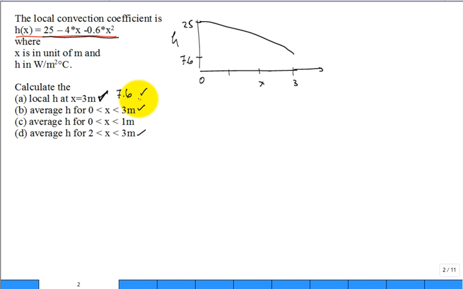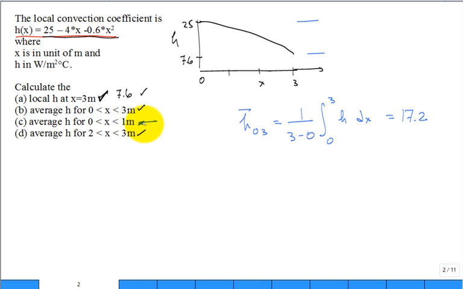Just stick in the value. But what about the average from 0 to 3? Well, look at your numbers. It shouldn't be over 25, and it shouldn't be less than 7.6. So when you do the math, you can always check. The equation to calculate the average h between 0 and 3 would be the integral from 0 to 3 of h of x dx, and then you divide by 3 minus 0, or 3, 1 over L. The length is 3. And when you calculate that average from 0 to 3, you get 17.2.